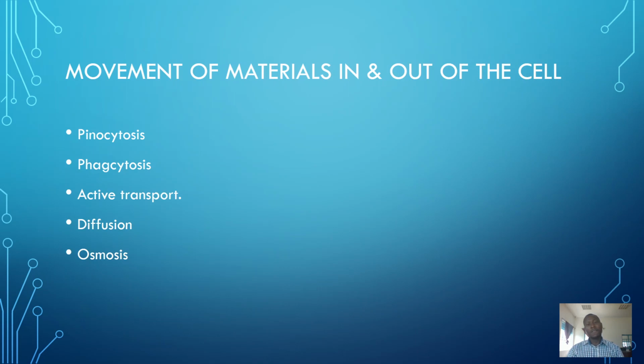Then we have movement of materials in and out of the cells. A cell, as a basic unit of life, has a lot of materials that must be moved in and also must move out if it is to function properly. And these substances can move by pinocytosis, phagocytosis, active transport, diffusion, and osmosis.